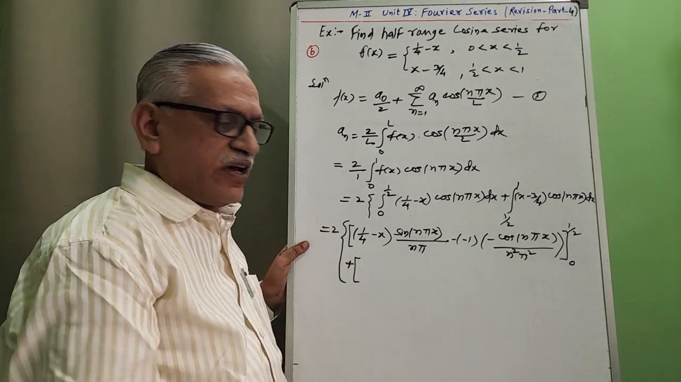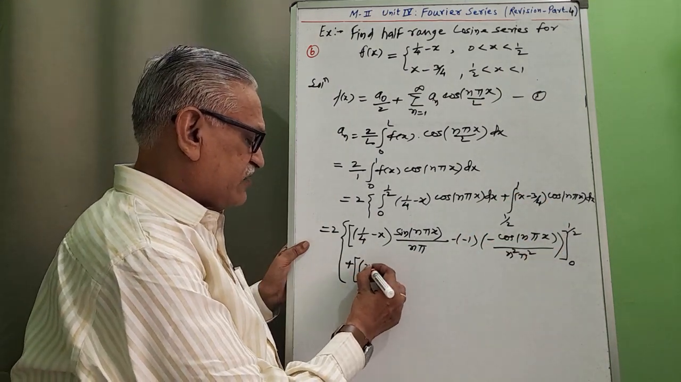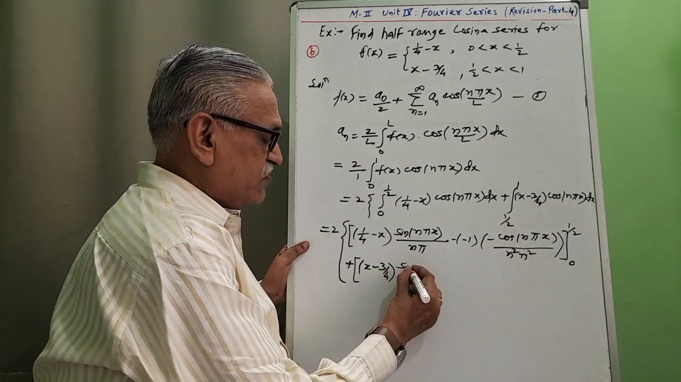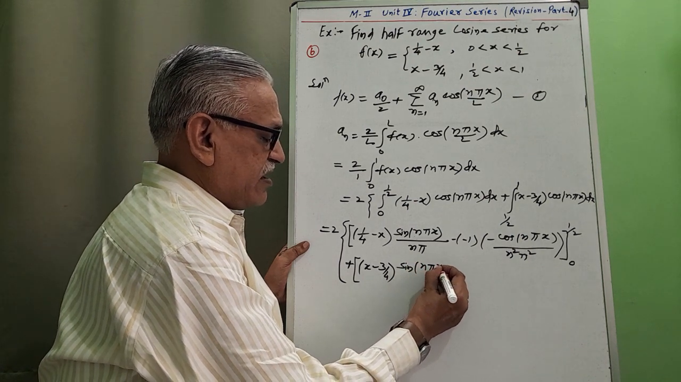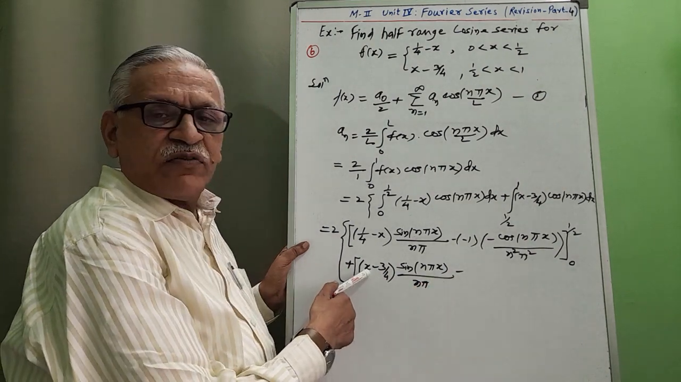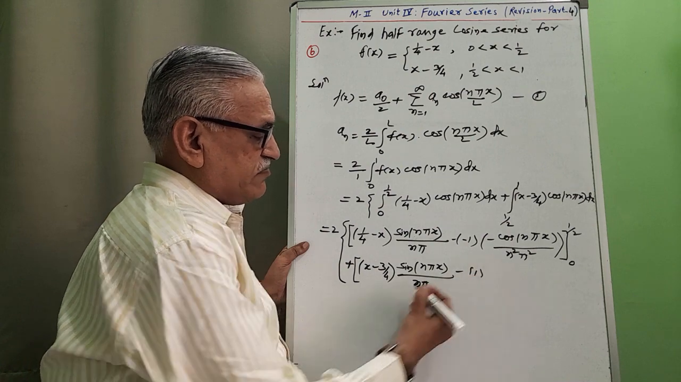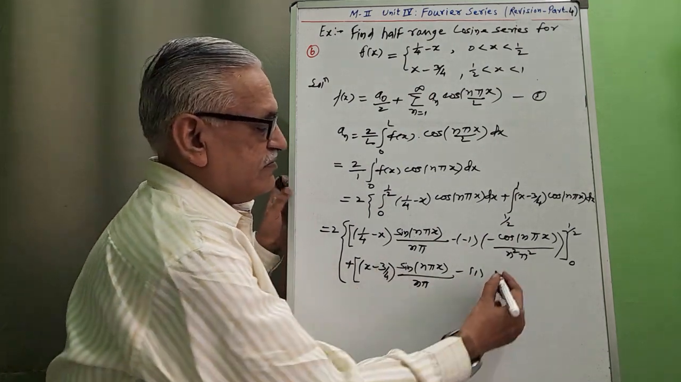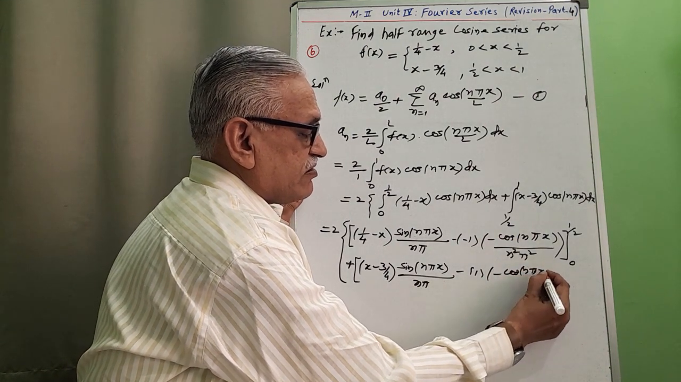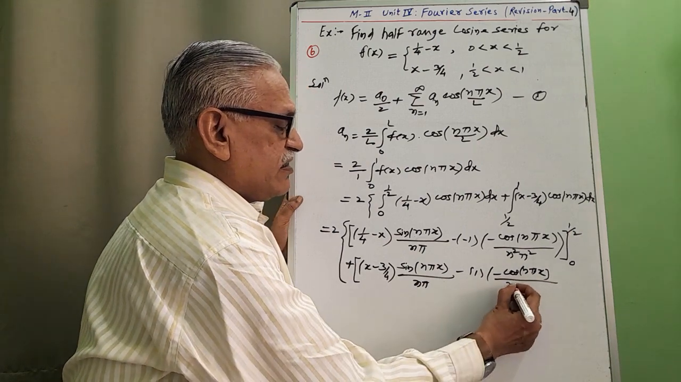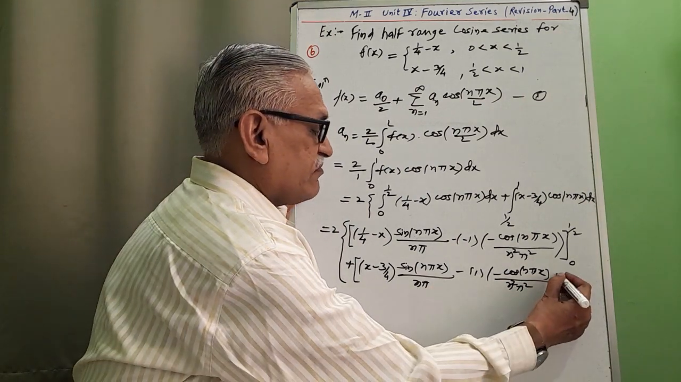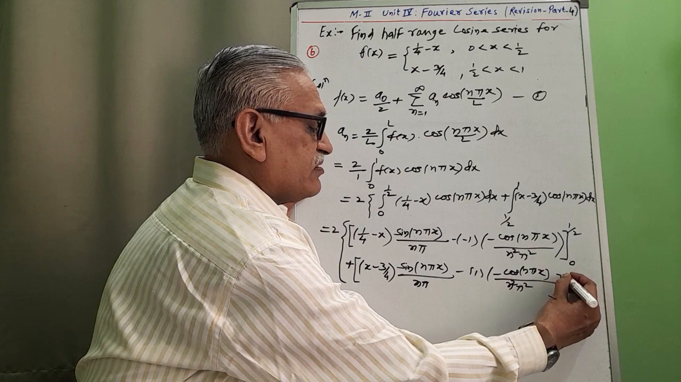Integrating the second term with respect to x by generalized parts. The first term is x minus 3 by 4, integration of cos of n pi x is sine of n pi x divided by n pi, then minus derivative of this term with respect to x, which is 1, integration of sine, which is minus cos of n pi x divided by n square pi square. Derivative of 1 is 0, we stop here, and the limits are from 1 by 2 to 1.